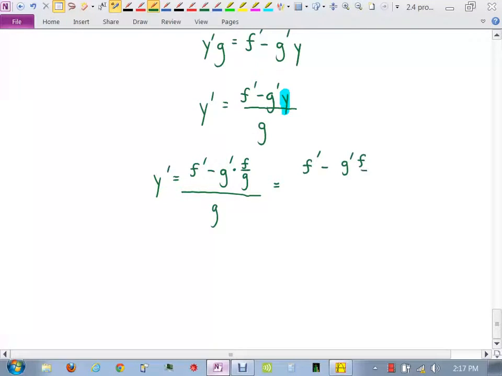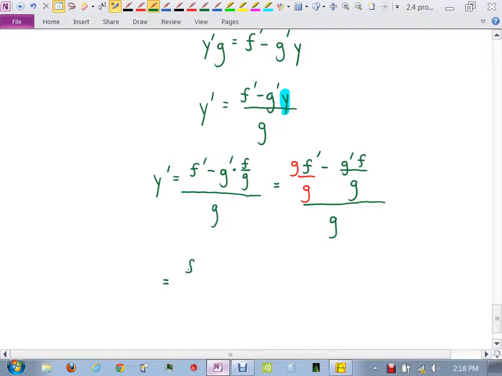f over g, all over g. In the numerator, get a common denominator. So what would I have to do to get a common denominator in the numerator there? I'd have to get a g on the bottom here and a g on the top there, right? So now I'm going to be at the next line, which is, what, g times f prime?